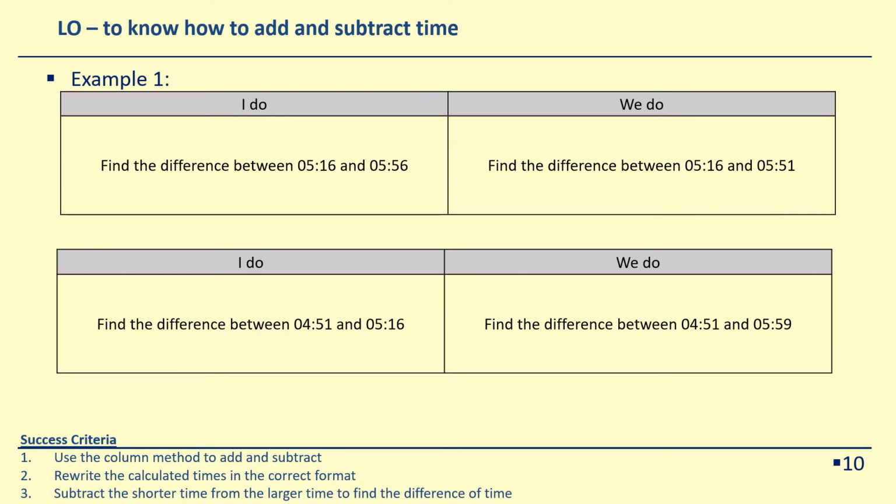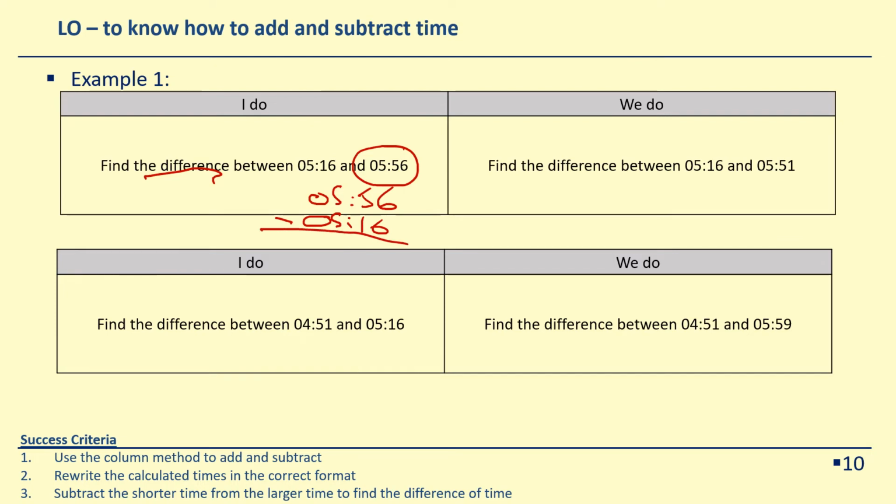Okay, have a look at some more here. So we're now finding the difference between 2 times. Okay, so that means we want to be subtracting. So if we did, let's put the bigger number on top of our column. So 5 hours and 56, subtract 5 hours and 16.